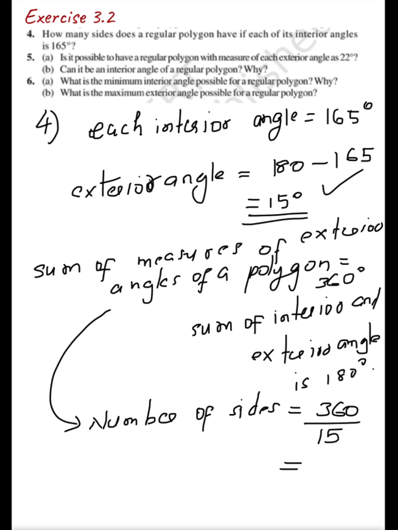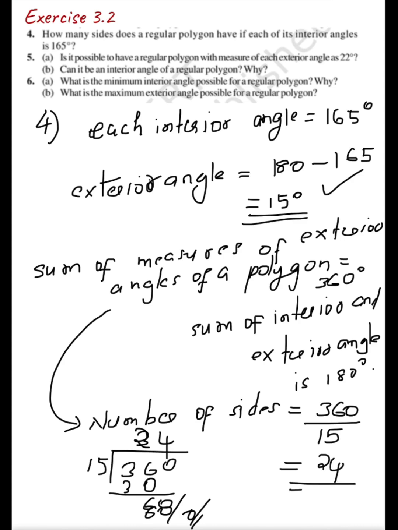Okay, so you will get the answer as what? 360 divided by 15. What is 360 divided by 15? 24. Okay, so the answer will be 24. Understand? Answer will be 24. Okay, understand how you are getting this? So this is the answer for the fourth question.